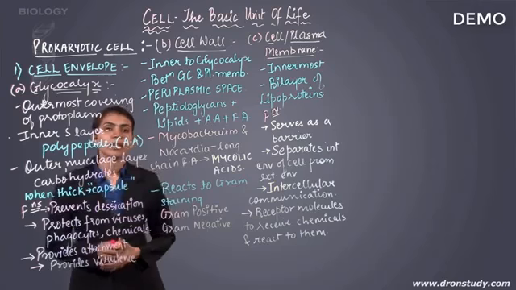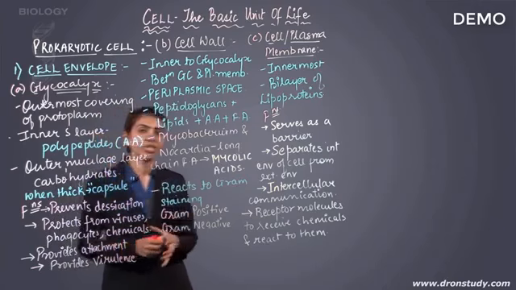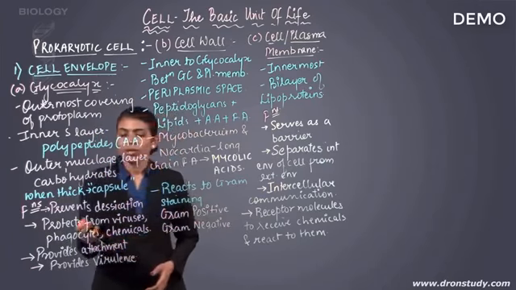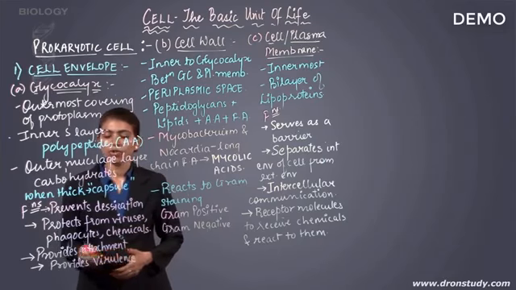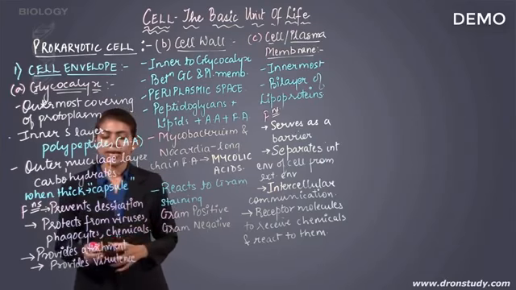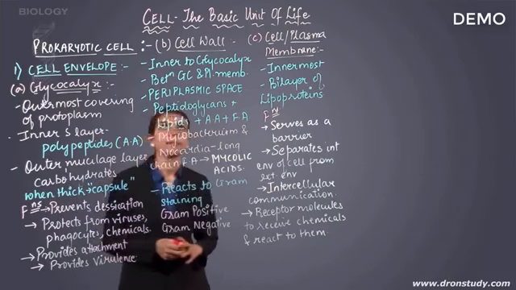The functions of the glycocalyx are that it prevents desiccation or drying up of the cell. It protects the cell from viruses, from phagocytes, and from chemicals. Also, it provides a site of attachment, and it provides virulence to the cell.